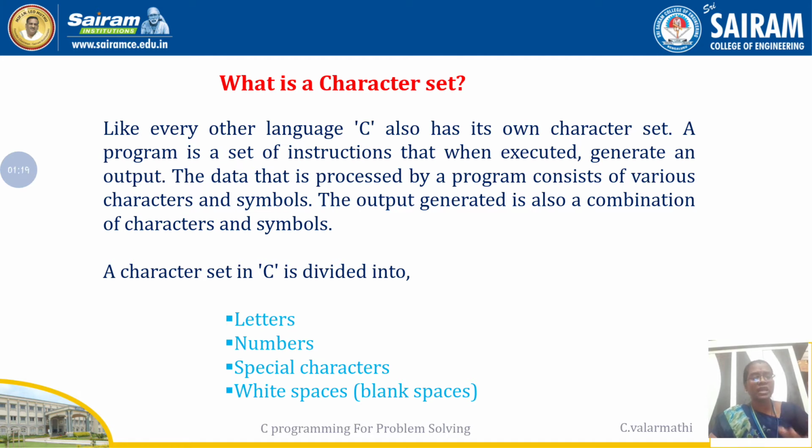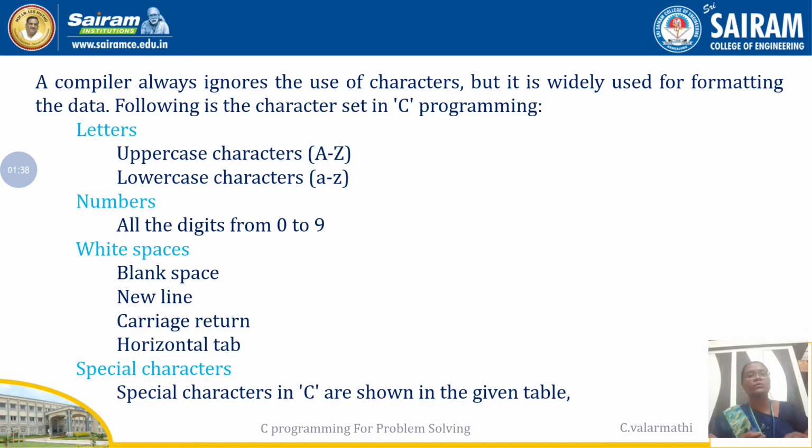When you take any program, it obviously consists of characters and symbols. That combination of characters and symbols is called a character set. The character set is divided into 4 types: letters, numbers, special characters and white spaces. Letters may be uppercase or lowercase. Numbers always range from 0 to 9. White spaces come in many forms: blank space, new line, horizontal tabs and vertical tabs.